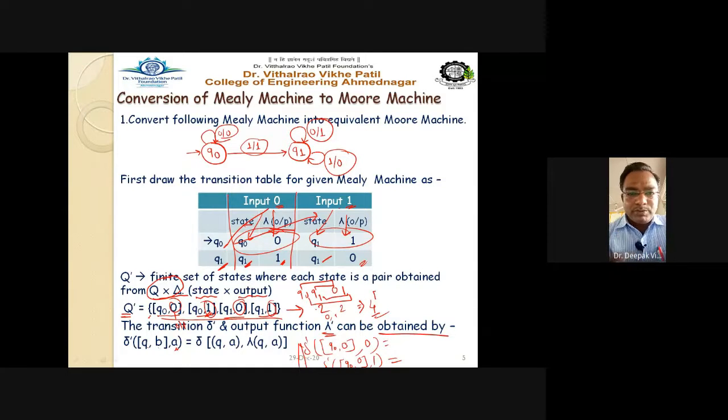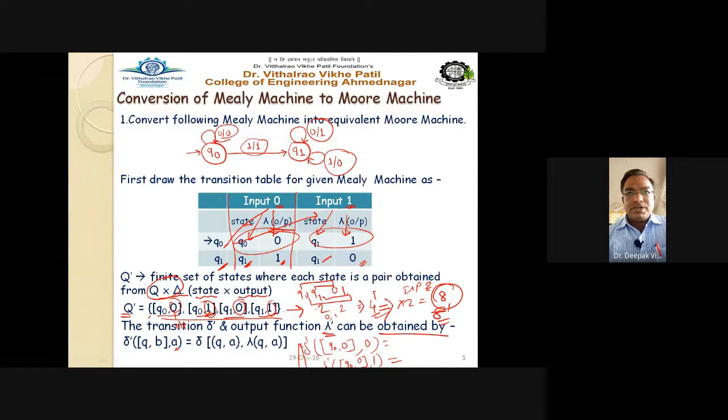So how many transitions will there be? Can you tell me how many transitions will be there? Because how many states are there? Now the new states are 4, and how many input symbols are there? 2 input symbols. So multiplied by 2, that means you will have 8 new transitions, delta dash transitions. Getting this point or not?